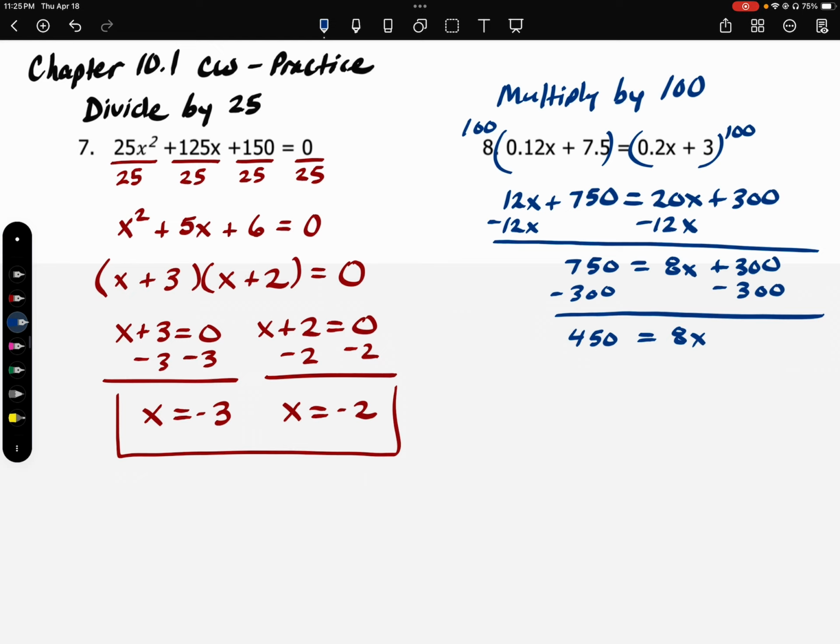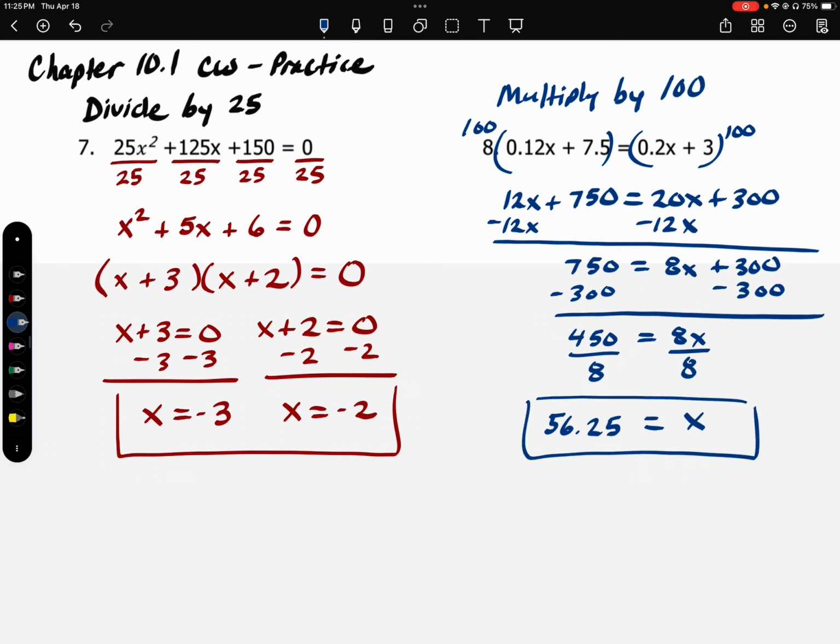450 is equal to 8x. And then we'll just divide each side by 8. You can use a calculator right here to get that value if you need to. I believe it ends up being 56.25. So that is our value of x. And you can take that and plug it back in, and that should check out, and you'll see that those are the correct answers.